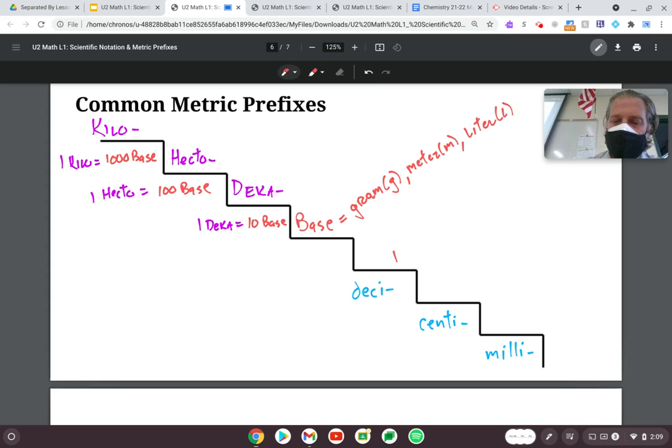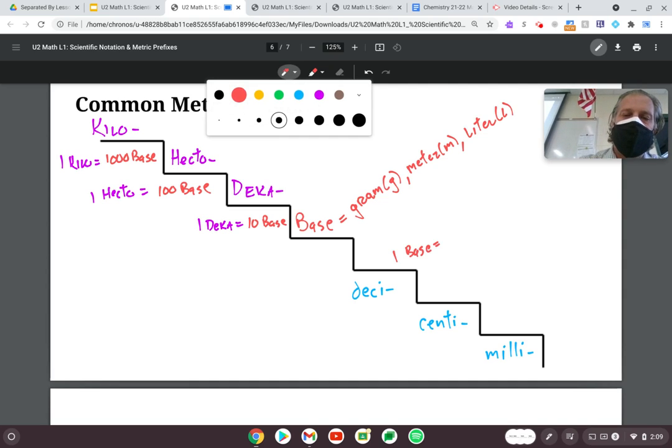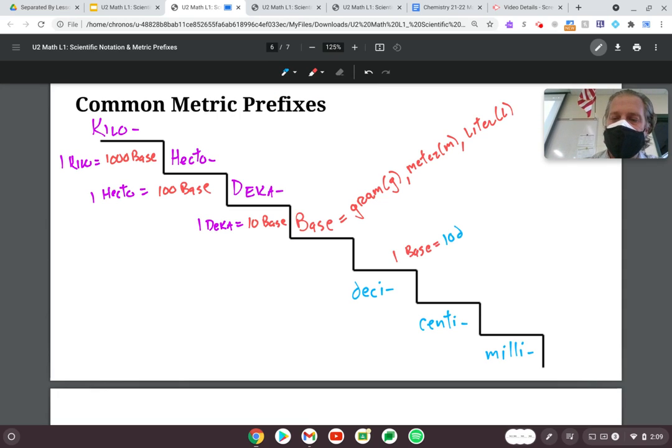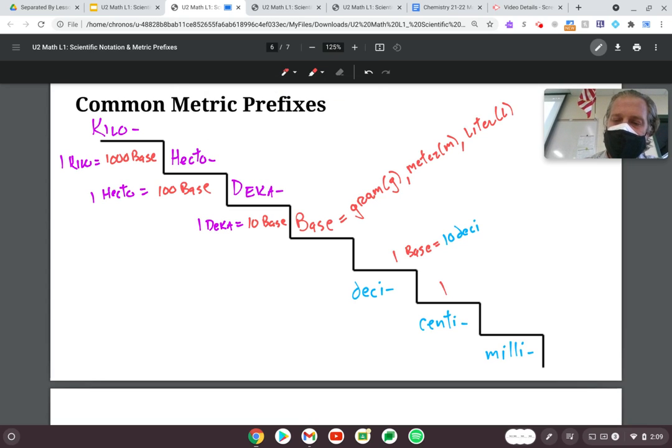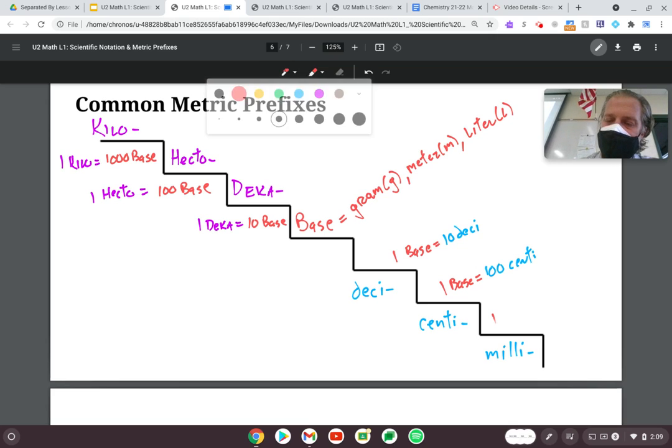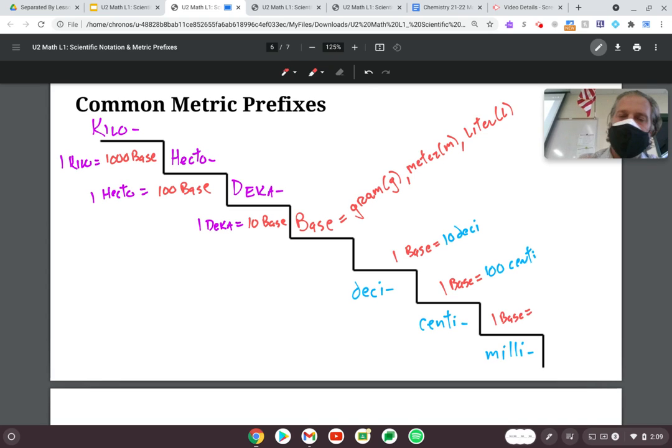We then have one base unit is 10 deciunits. We then have one base unit is 100 centiunits. And one base unit is 1,000 milliunits. Again, based on the powers of 10. It's not too bad.